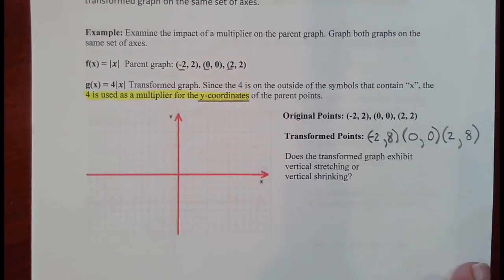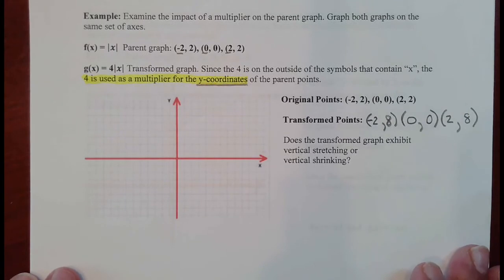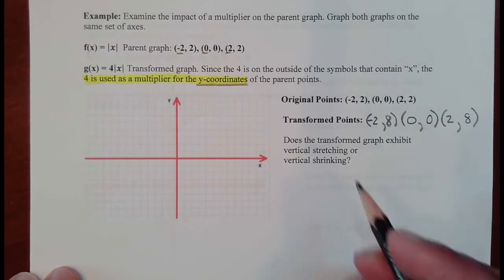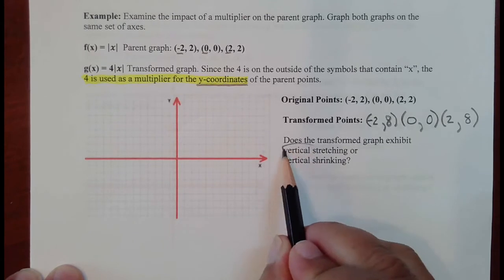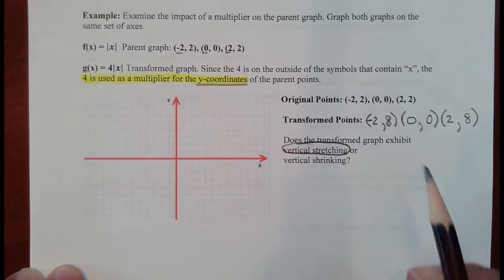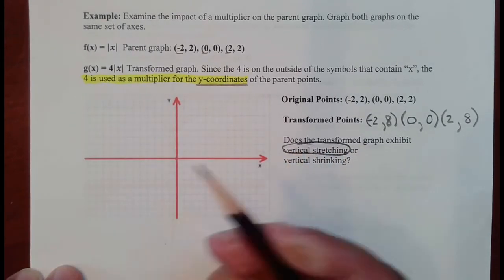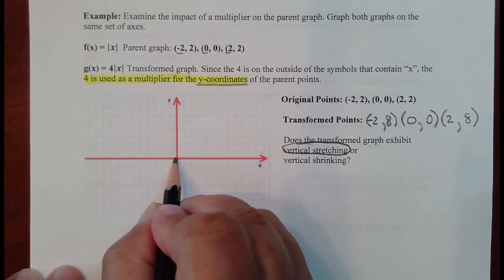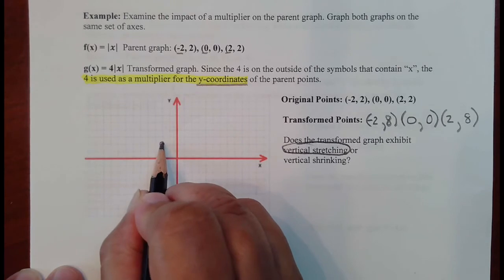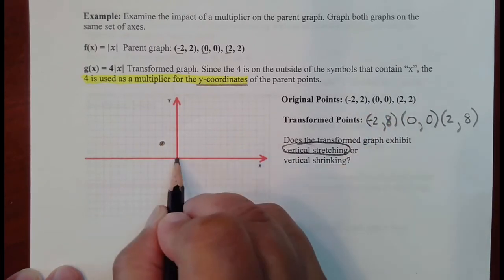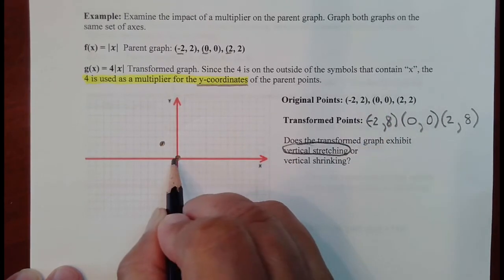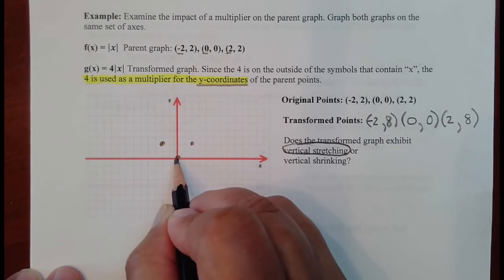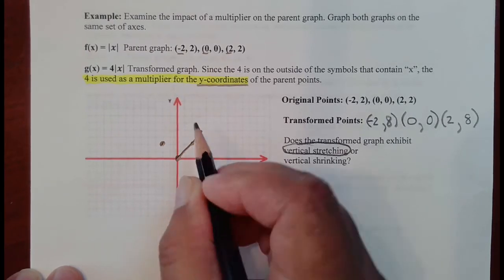Okay, so we already know that it is vertical stretching. We have to choose that, and then you'll see that in the graph. You can look at the graph first, of course, and then choose that. So negative 2, 2 would be right here. 0, 0 would be right here. 2, 2 would be right here. Make sure to give it the absolute value V shape and not the parabolic shape. Get familiar with the shapes of the graphs.